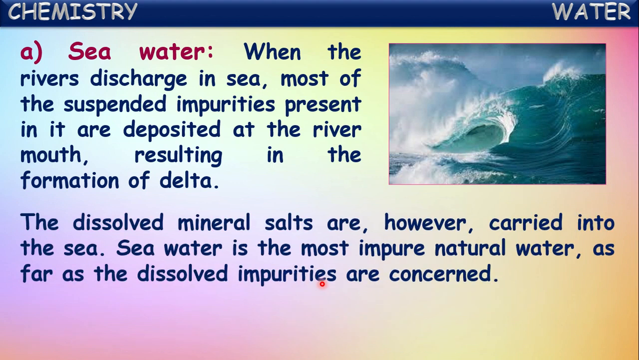The dissolved mineral salts are, however, carried into the sea. From the rivers and lakes, the water carries so many minerals and salts into the sea. So seawater is the most impure natural water we can say, as far as the dissolved impurities are concerned, because large quantities of minerals and salts are carried by these rivers and lakes. Finally, they reach the seawater. That's why we say seawater is the most impure form of water, which dissolves many minerals and salts into it.